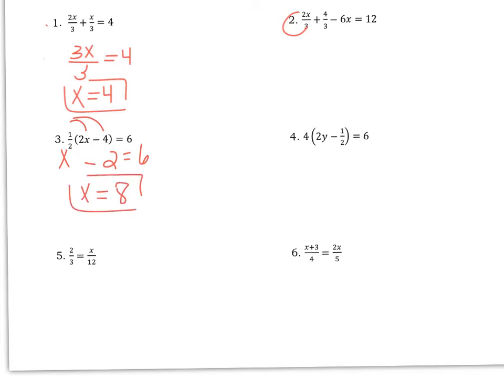X is 8. Another way you could have done it is to just say, well, what's half of 2x? That's x. And what's half of 4? That's 2. So you could have distributed it completely in your head.